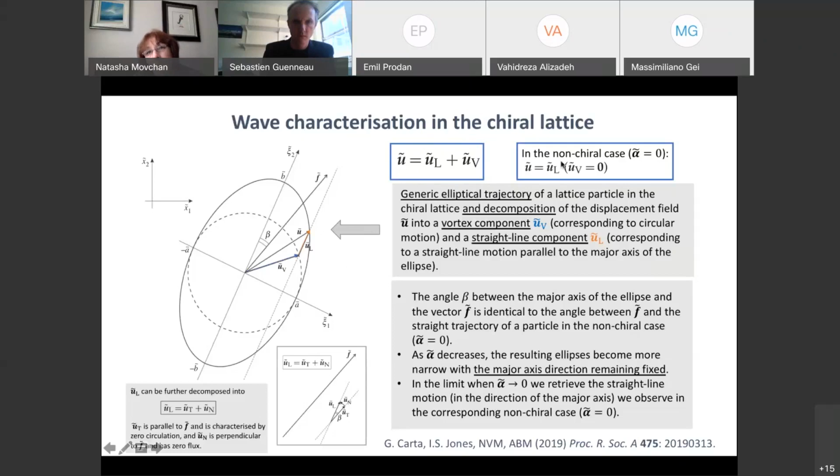So in the non-chiral case, as I said previously, uv will be equal to 0 because there will be no vortex component, and u will coincide with uL. We can also further decompose the straight line component into the component which is parallel to F and thus characterized by zero circulation, and which is perpendicular to F and thus has zero flux.